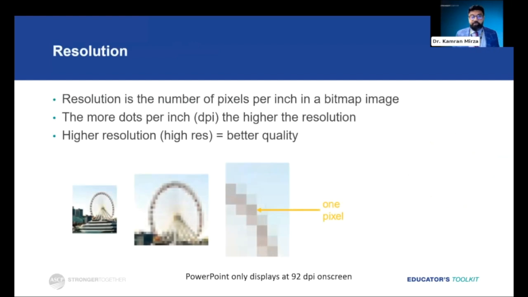Naturally, this audience is mostly going to be pathologists and laboratory professionals. And so I think we're really visual people, and the resolution of imagery is very, very important. So it's not a bad time to quickly review what resolution is. The resolution of an image is the number of pixels per inch in a bitmap image, right? The more dots per inch, or DPI, the higher the resolution. And in general, higher resolution means better quality.